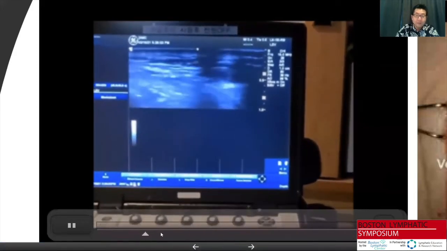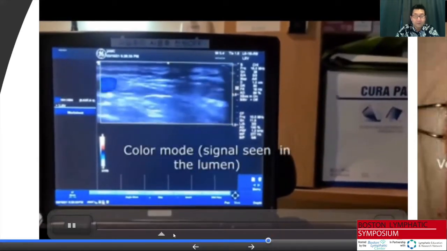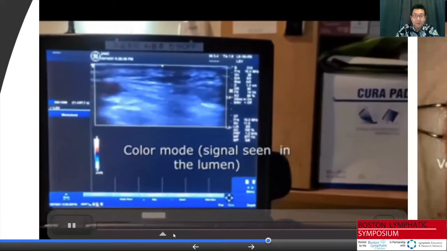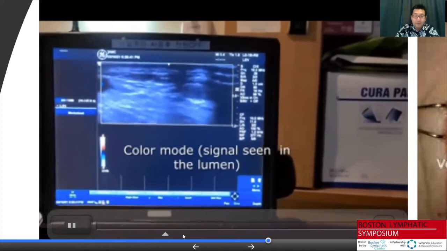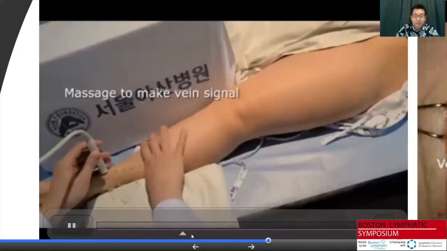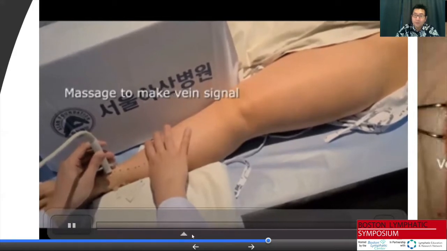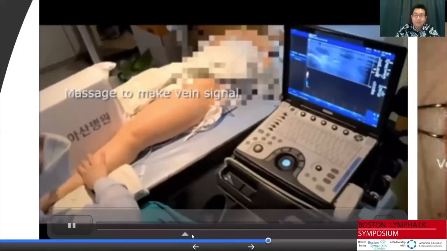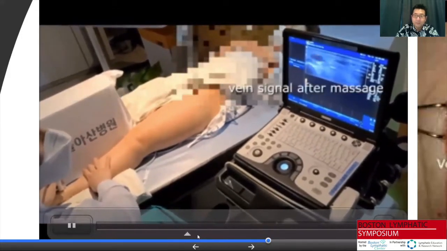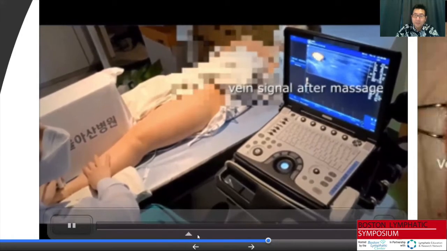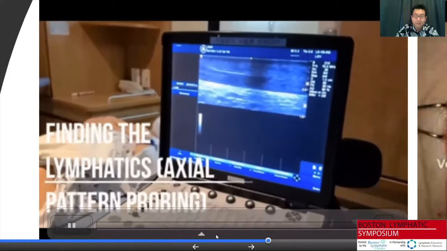So this is basically how we first search for the vein. Again, here with the color mode, we're able to double check once we've marked the suspicious vein, confirming where the vein is. If there's a poor vein signal, you could slightly massage the leg, and by massaging the leg, you're able to see a better refill under the color mode. As you can see here, during the massage, the velocity becomes a little bit faster, and the signal becomes a little bit faster as well.